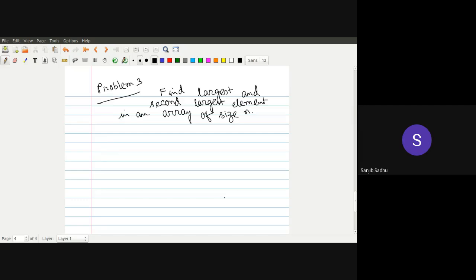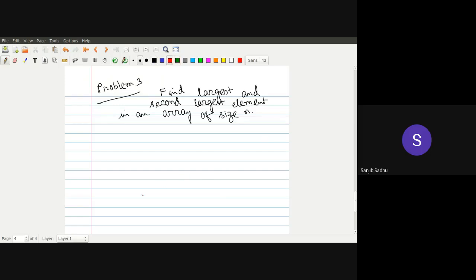Largest and second largest means for the largest, n minus 1 comparisons, and the second largest is smaller than the largest but larger than the remaining elements. So you can apply the previous algorithm, or partition, 2n minus 3 comparisons like that. But I want to improve further. How can we improve? So here I am showing you.